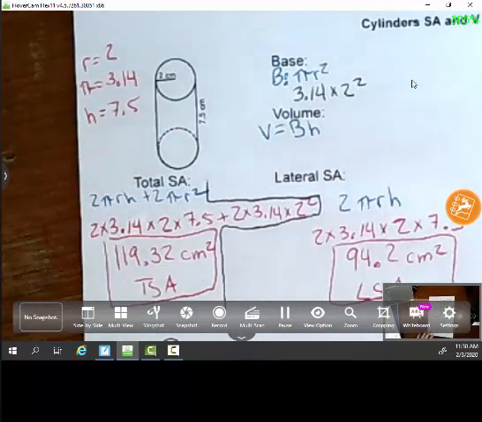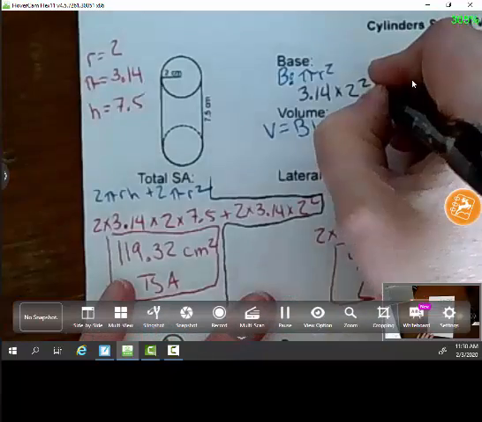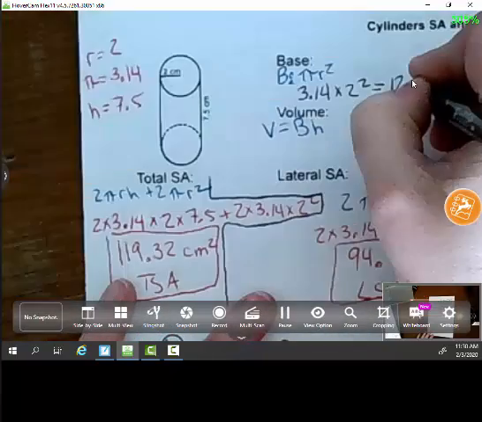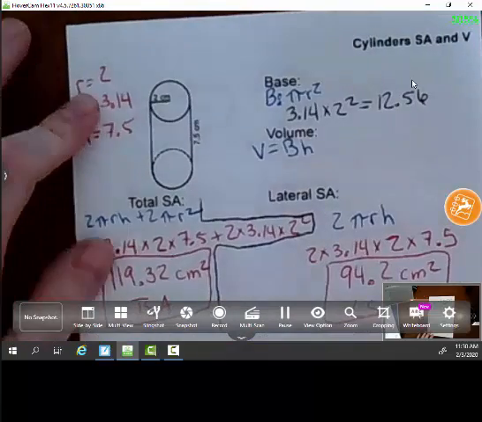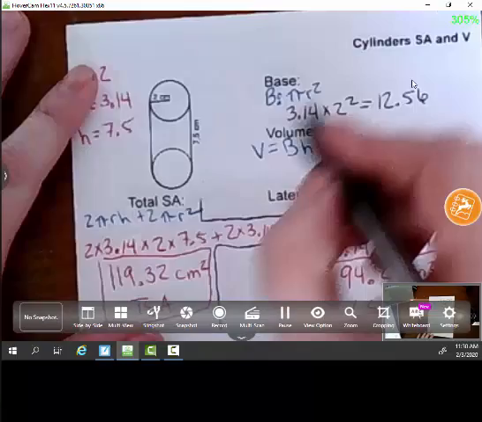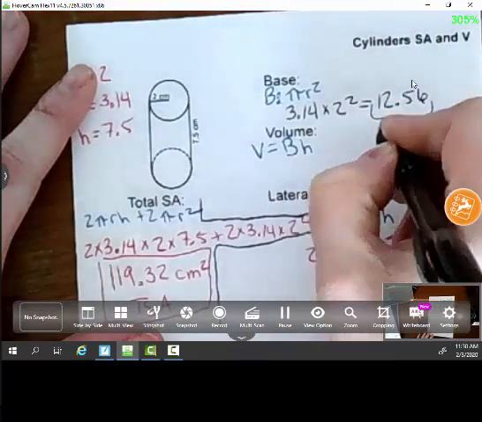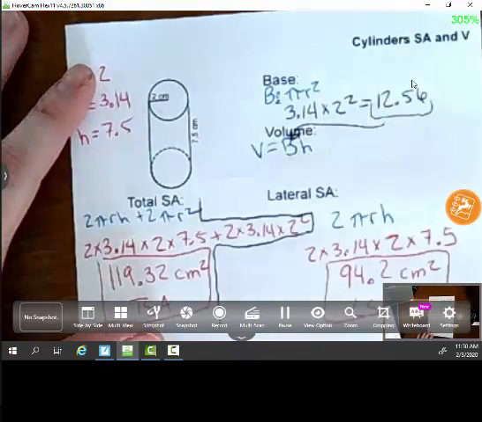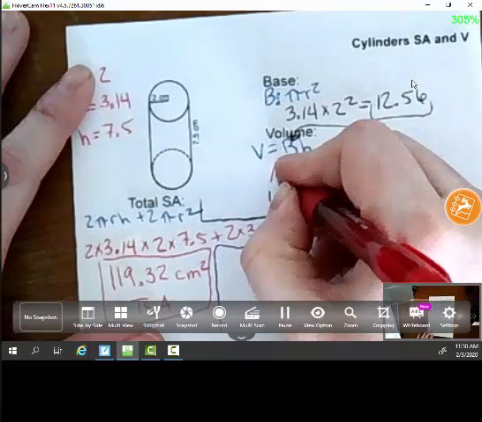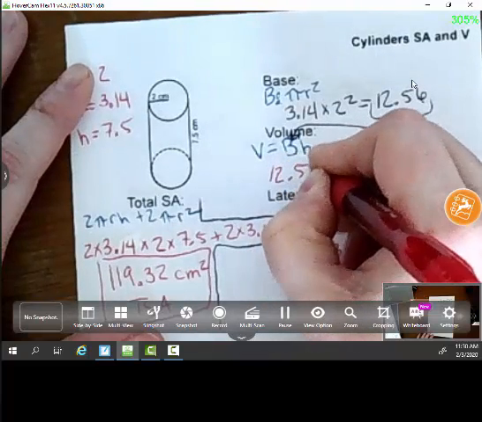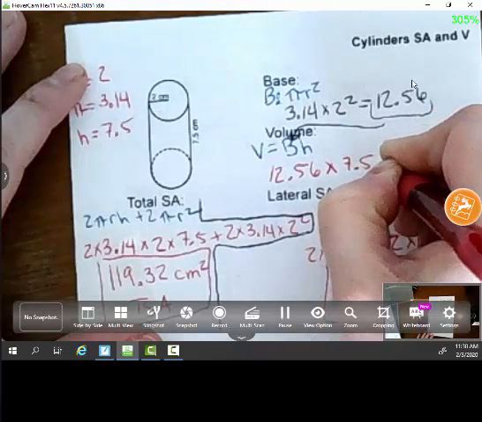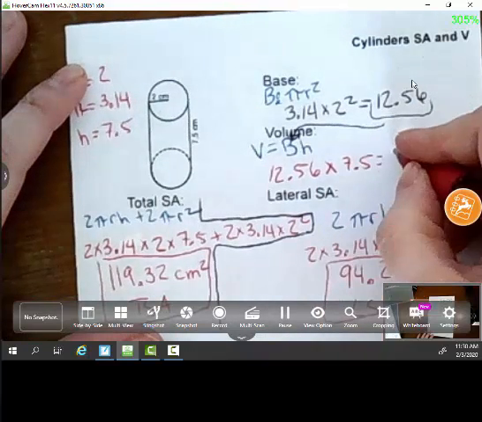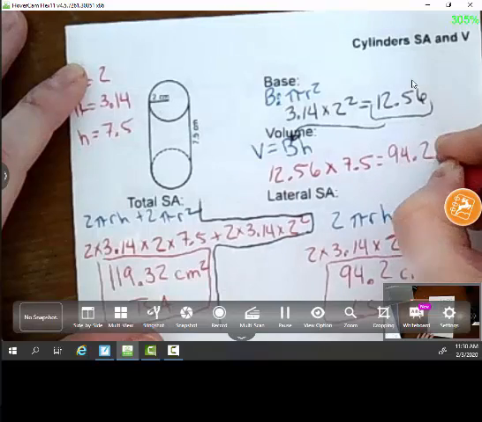What's big B? 12.52. So how do I use that big B to find my volume? Yeah, I plug it in and multiply by my height. Big B times H. And what do you get? 94.2 centimeters cubed.